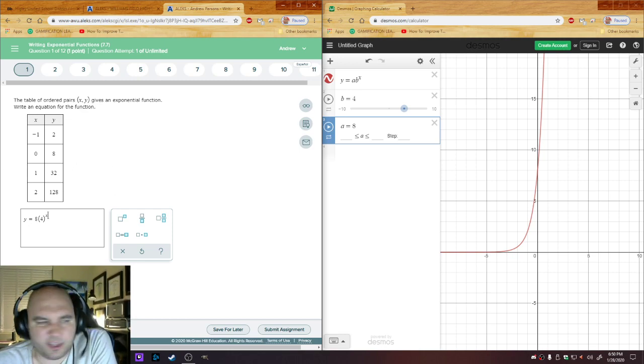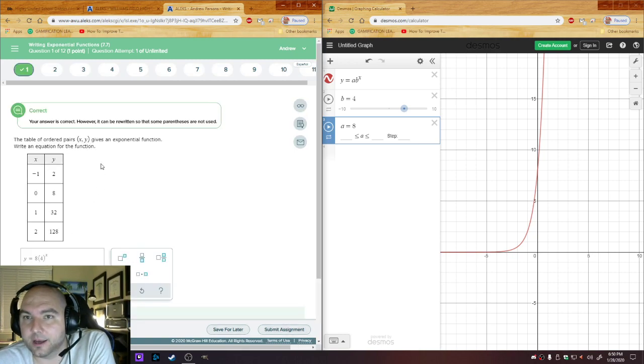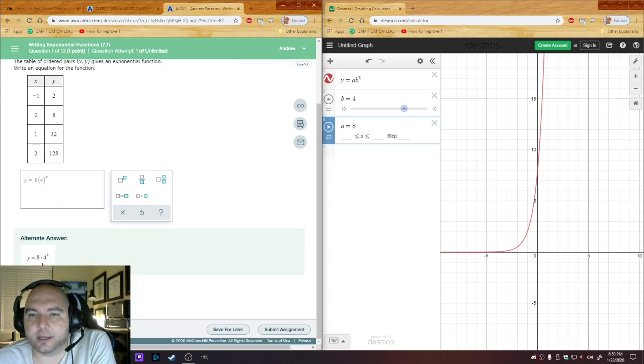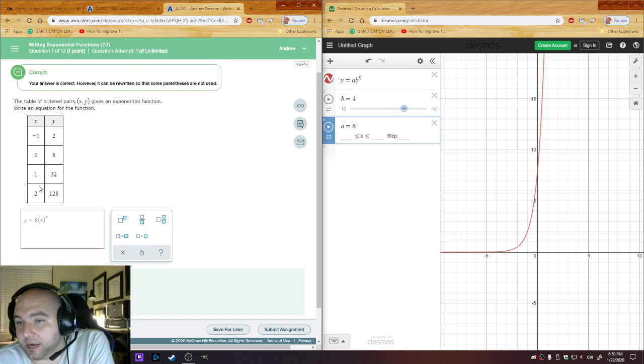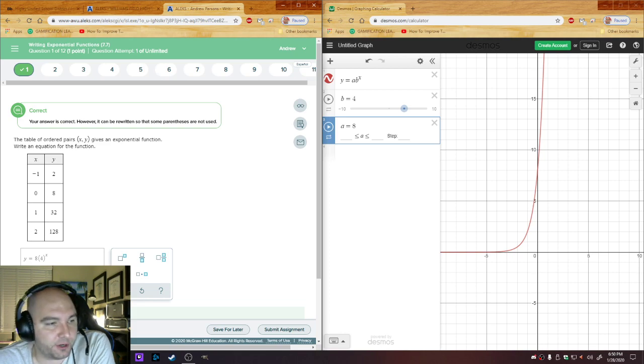Now, I don't think you have to write these parentheses. I'm going to do it, see if it gets mad. Yeah, see, it says your answer is correct. However, parentheses don't have to be used, and it suggests that I do 8 times 4 to the x instead. If you want to skip the parentheses, you'll be fine. I'd write them. It doesn't seem like Alex is going to mark you wrong for doing it.